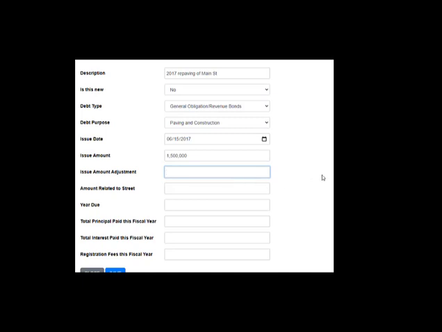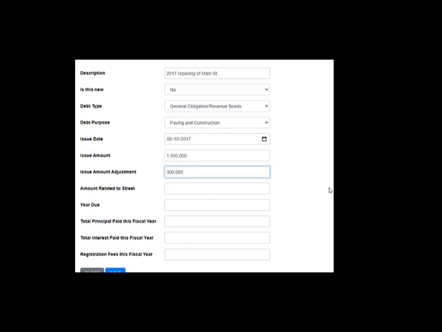So if we have made a payment or two payments on this bond in the previous fiscal years, and we have currently paid off $300,000 worth of principal, then we're going to enter that $300,000. The report automatically knows that that is to be deducted, so it doesn't need to be a negative number. It will automatically reduce the current principal balance by that amount.